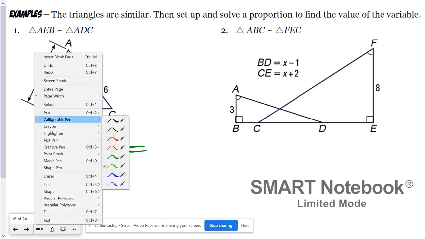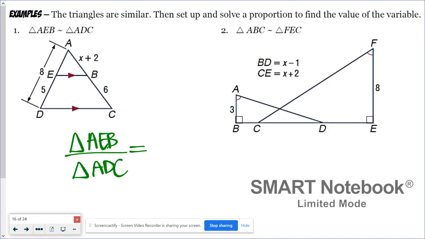So let's take a look at triangle AEB. What are the measurements there? Well, clearly one side is x plus 2. And what's another side of triangle AEB? Okay, so that'd be this one right here. How long is it? That's correct. It's 3 because the whole side is 8. That part would be 3. So here are my sides from triangle AEB.